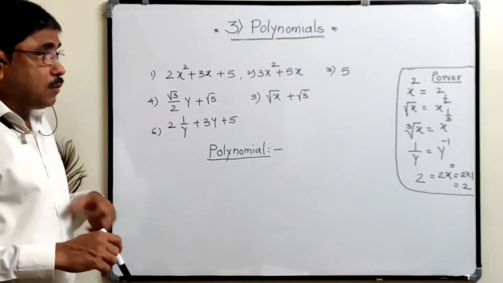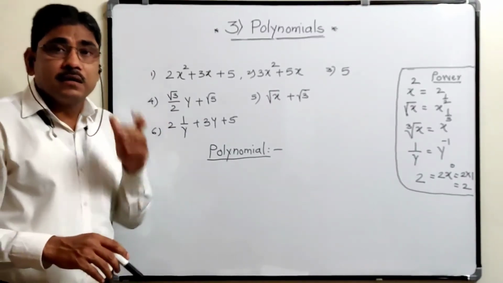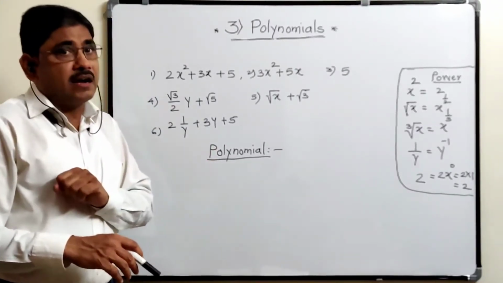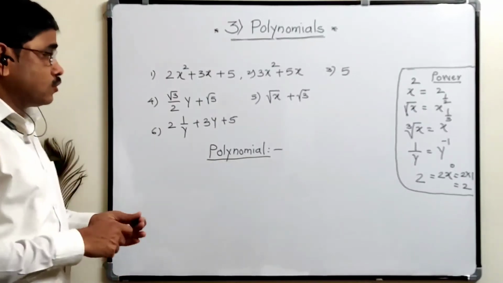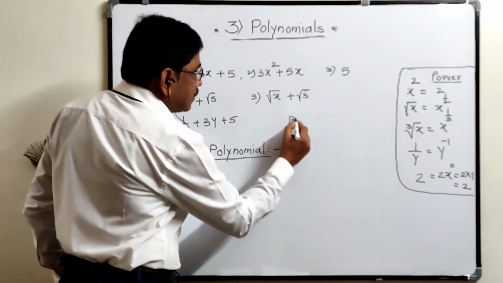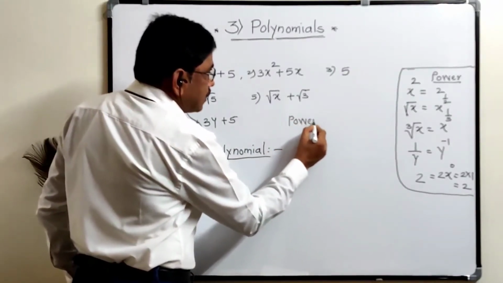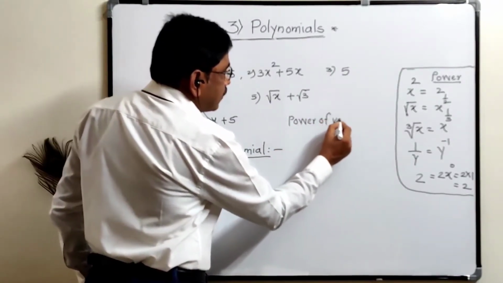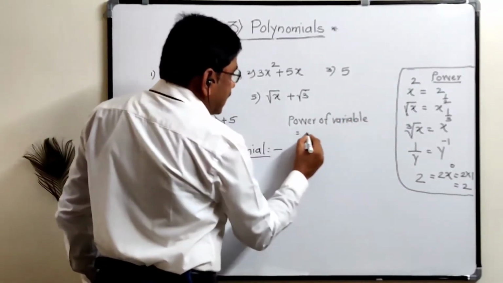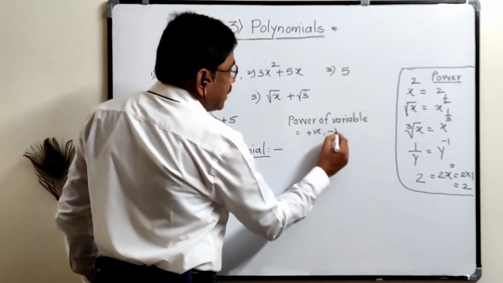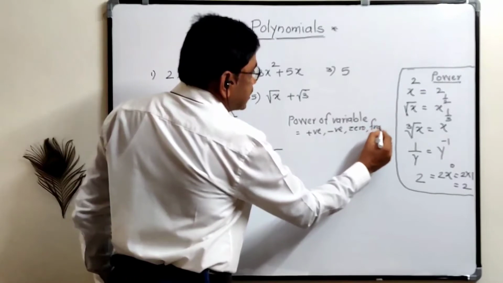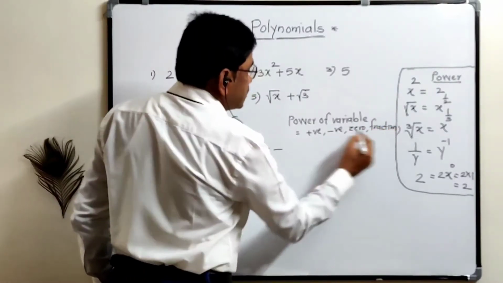So we have to identify which algebraic expression is a polynomial and which is not a polynomial. So we have to concentrate only the power of variable. We have to observe the power of variable. So what we have to see, either it is positive, either it is negative, either it is zero, or it is fraction. So that we have to observe.